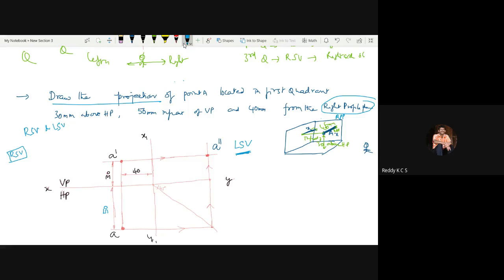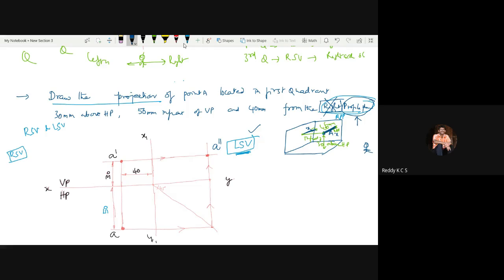Of course, here is also one more point. As you said, he has given the right profile plane, so I have to draw only LSV. Yes, sir. If the profile plane is mentioned as right profile plane, we can draw LSV. That's why I drew the LSV. But if he has mentioned only the profile plane and right is not mentioned, in such case you can draw either LSV or RSV. Good point. Very good point.